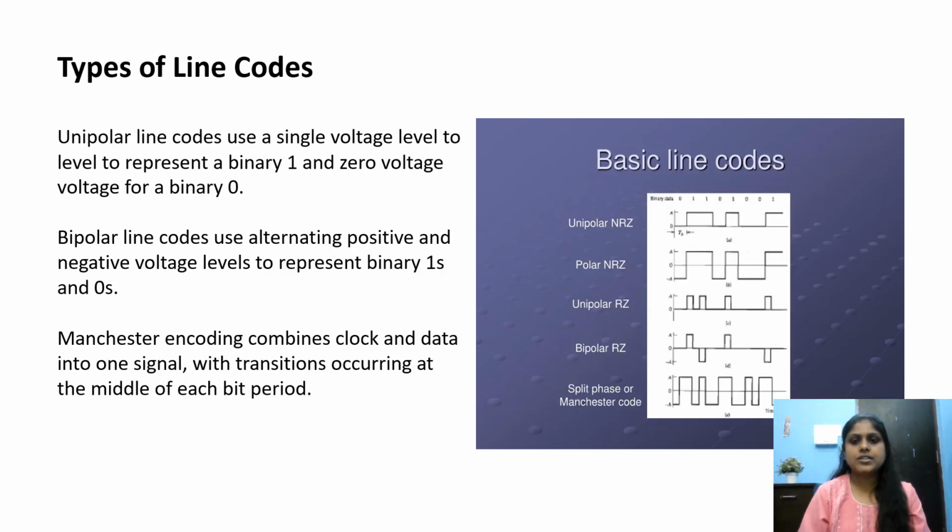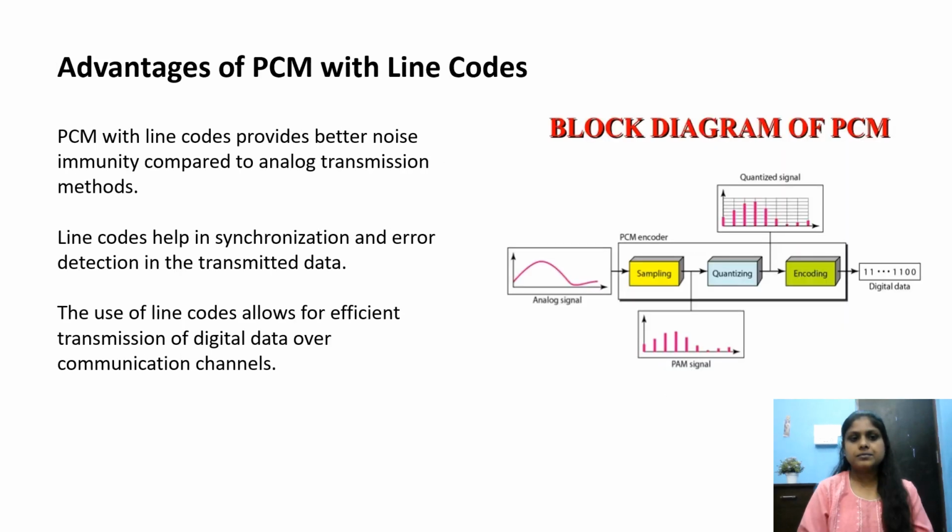Types of line codes. Unipolar line code uses a single voltage level to represent a binary 1 and 0 voltage for binary 0. Bipolar line code uses alternating positive and negative voltage levels to represent binary ones and zeros. Manchester encoding combines clock and data into one signal with a transition occurring at the middle of each bit period.